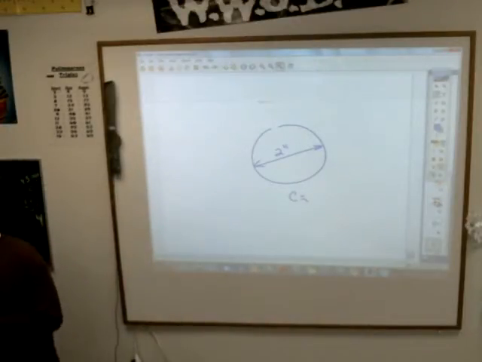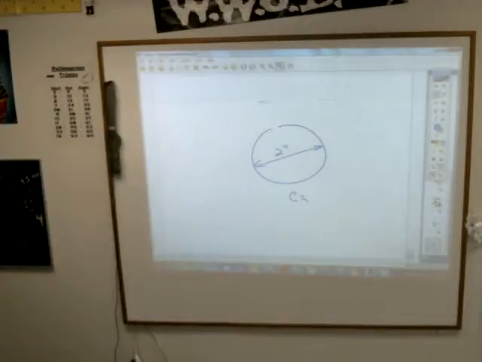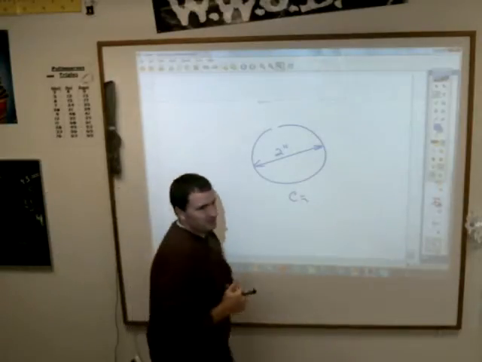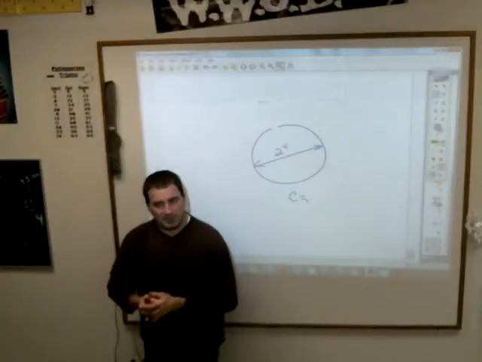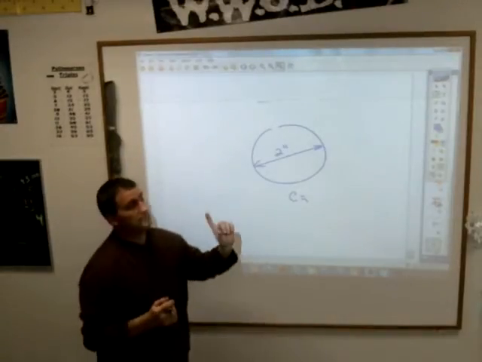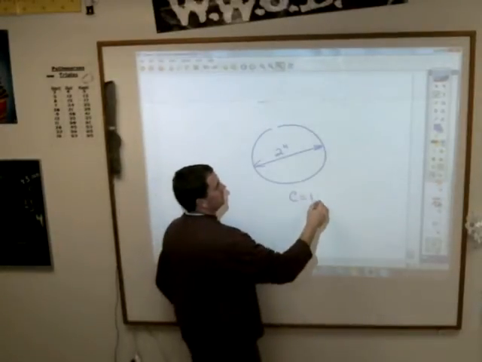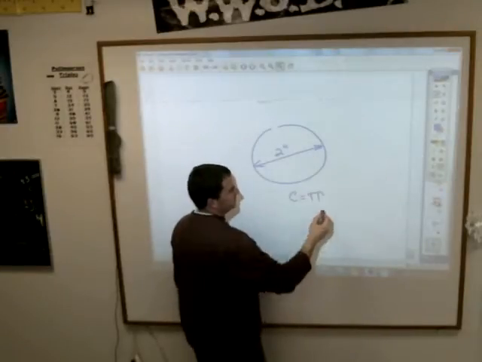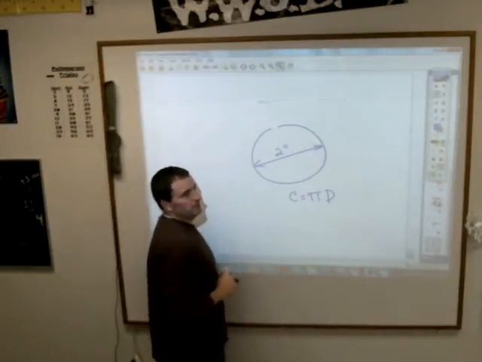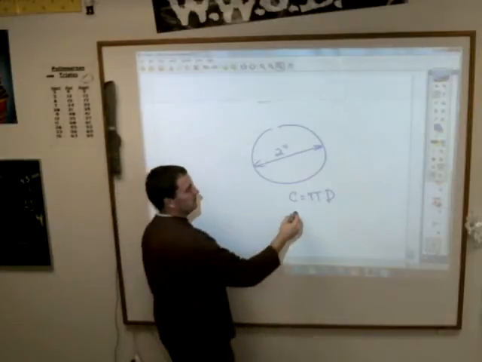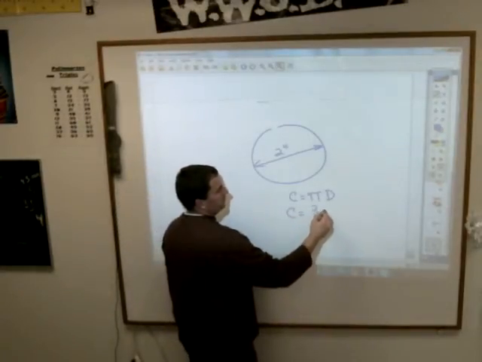If you see a problem like this on your assignment, what's the first thing you do, Kendall Howe? Draw the circle with its measurements. Then the next thing you would do would be, Gabby, you would write the formula down. Yeah, we already got that. And then you would fill in the blanks that you know. For example, you know that pi is 3.14.